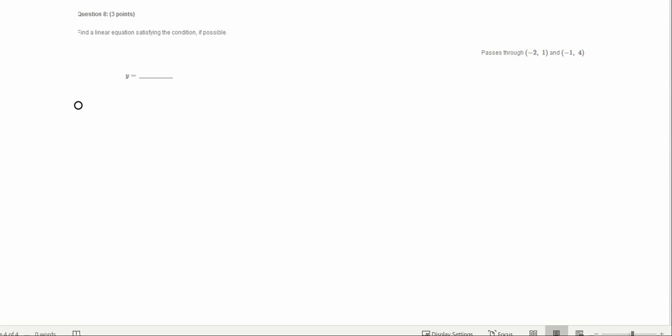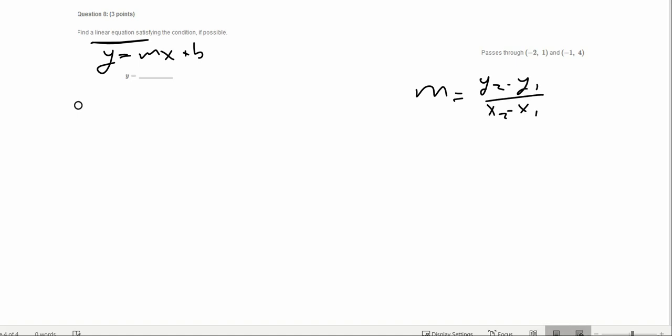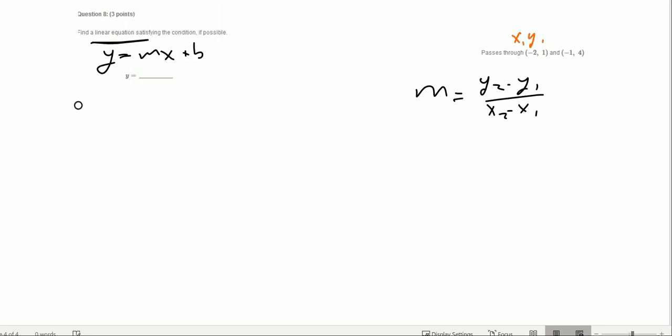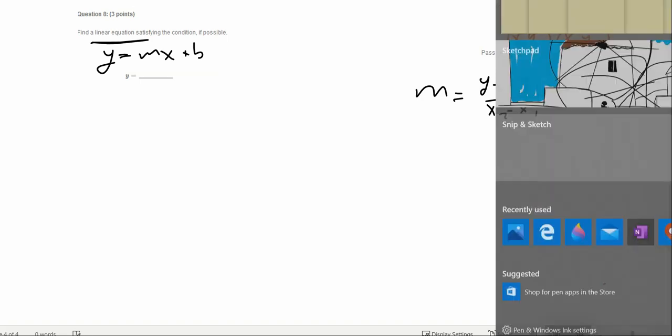Now, question number 8. Find a linear equation. So a linear equation always looks like this in slope-intercept form, but I tend to start off with point-slope form. But the first thing I need to do is find the slope. So the slope, remember, is y2 minus y1 over x2 minus x1, where your points are x1, y1, and x2, y2.